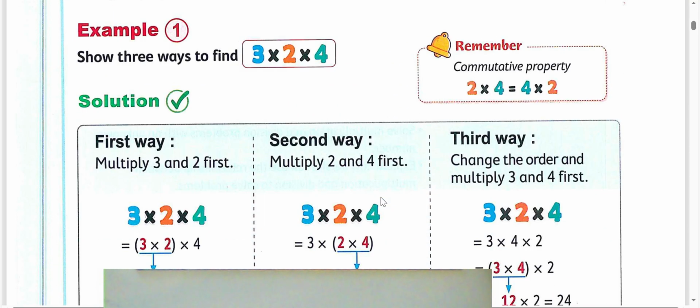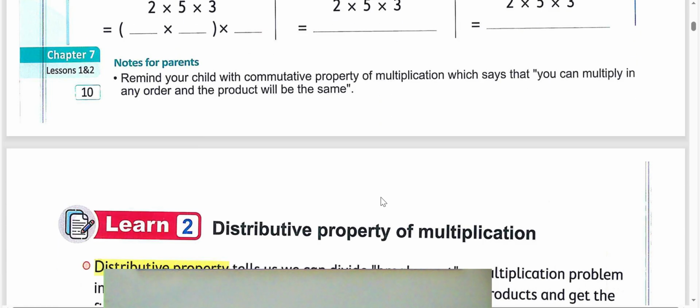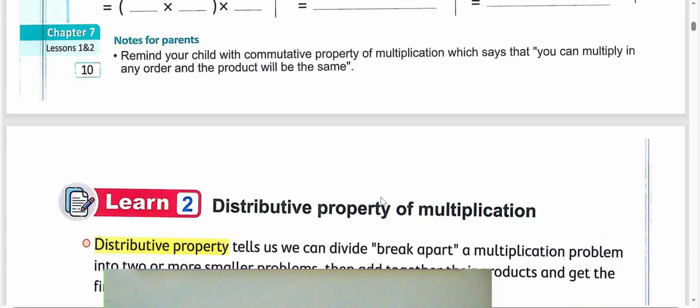Like this, 3 times 2 times 4. First step, you can do 3 times 2, 6. 6 times 4 equals 24. Or 2 times 4, 8. 8 times 3 is equal to 24. As you see, we replace the two numbers, okay?